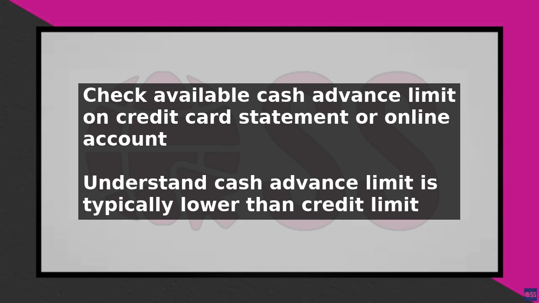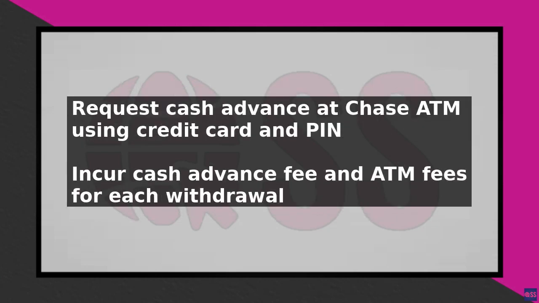You can find this information on your credit card statement or by logging into your online account. To request a cash advance, you can visit a Chase ATM and use your credit card and PIN to withdraw cash. Keep in mind that you will be charged a cash advance fee, which is usually a percentage of the amount withdrawn, plus any ATM fees.